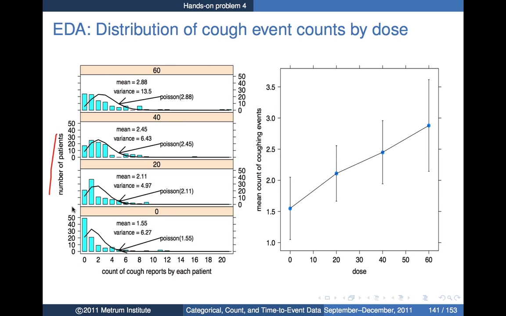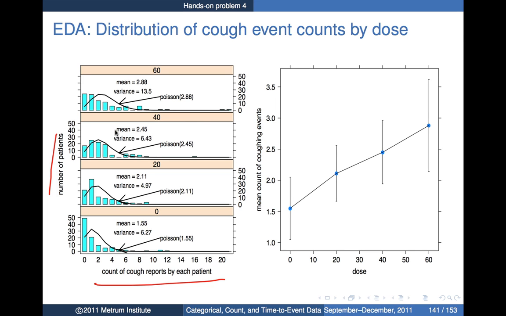Okay, so just to give you some views on the data here. Here we're looking at number of patients versus our counts of cough reports for each patient. You can see we've got a lot of patients here that have 0 counts, especially down here at the 0 dose. Again, the panels correspond to the different dose levels, 0, 20, 40, and 60 milligrams per day. And especially down here at the lowest, nearly half the patients are reporting no cough, and then it drops off fairly quick.